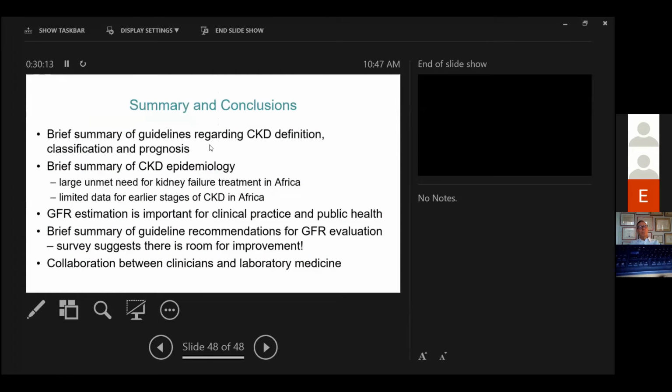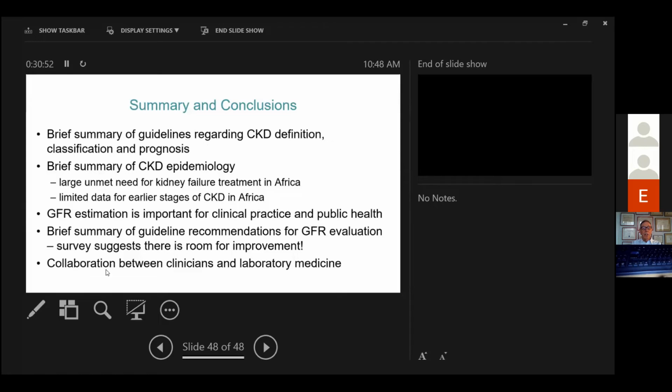So, a brief summary. We've talked about the guidelines regarding the CKD definition and classification and prognosis, given a brief summary of epidemiology, documenting what you know is a large unmet need for kidney failure treatment in Africa. There are limited data for earlier stages of CKD in Africa, but it seems to be just as prevalent as anywhere else in the world. I hope I've shown you that GFR estimation is important for clinical practice and public health. Briefly summarize the guideline recommendations for GFR evaluation, and the survey suggests that there's room for improvement.